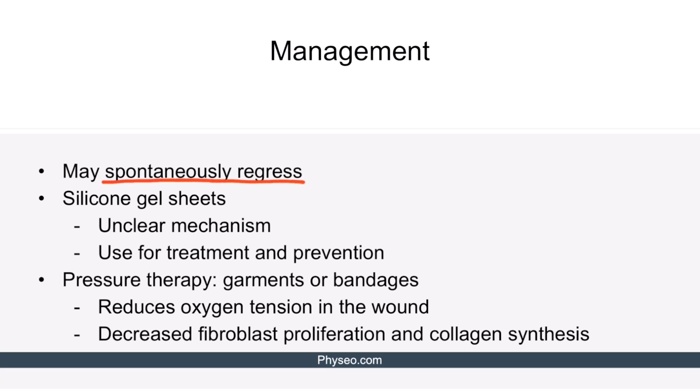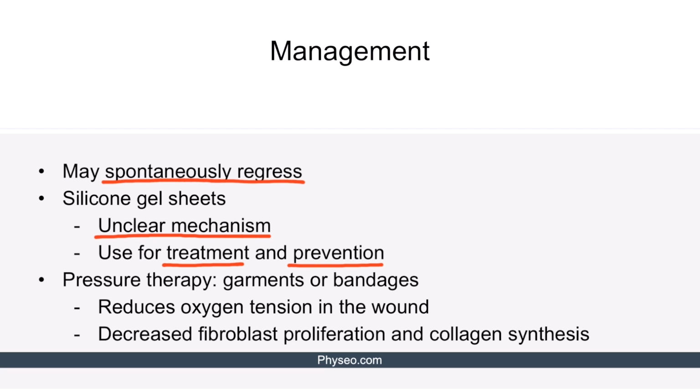However, sometimes the patient might desire treatment for their hypertrophic scar, and if that's the case, then the first-line option would be silicone gel sheets and pressure therapy. But how do these work? Well, the silicone gel sheet really doesn't have a clear mechanism of action, but they can be used for the treatment and actually can help prevent the formation of a hypertrophic scar. And the use for pressure therapy is to help improve the appearance of the hypertrophic scar.